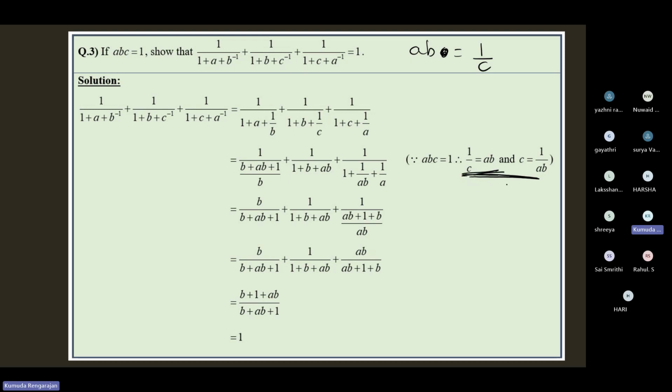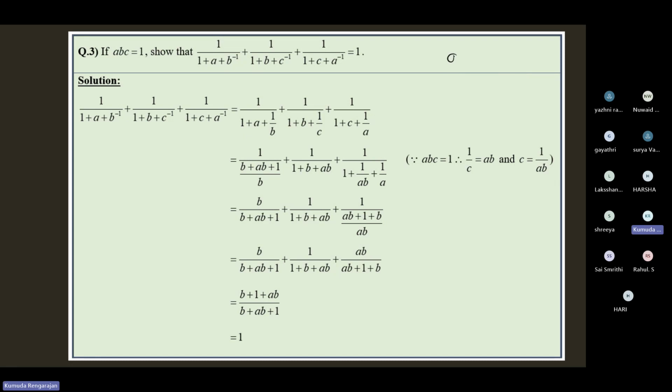Anyways, I'll show that again. See, ABC is equal to 1. Now I have written 1 by C is equal to AB, right? First. So how did I write that? I brought the C for division. The C comes to the other side for division. So 1 by C is equal to AB. Now taking reciprocals on both sides, the reciprocal of 1 by C is C, and the reciprocal of AB is 1 by AB. So C is equal to 1 by AB.